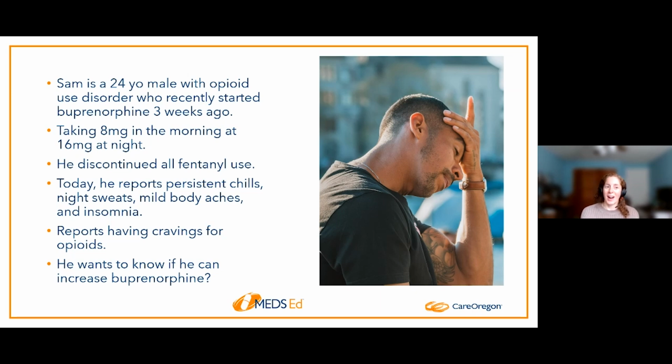But he says, I'm still having chills, night sweats, body aches. I'm not sleeping well. I just don't feel right. I keep taking the buprenorphine and I've been able to stop using fentanyl, but this is not how I expected to feel 3 weeks out. He's still having cravings for opioids, and he wants to know, can he increase his buprenorphine? So he's on 24 milligrams a day, 8 in the morning, 16 at night.